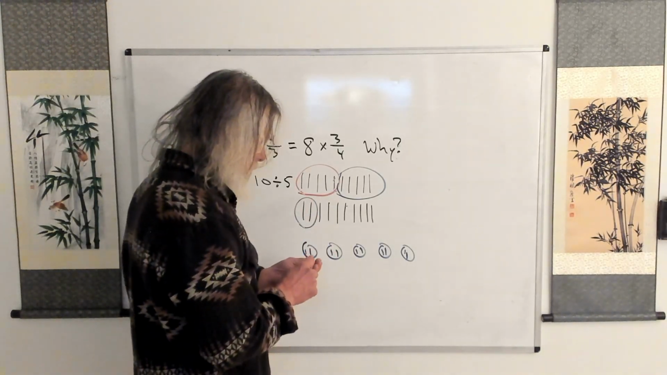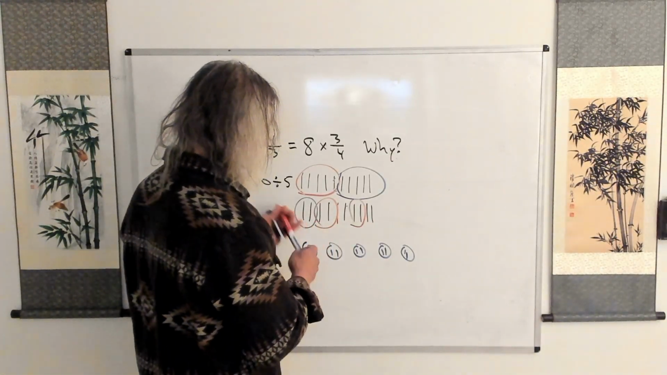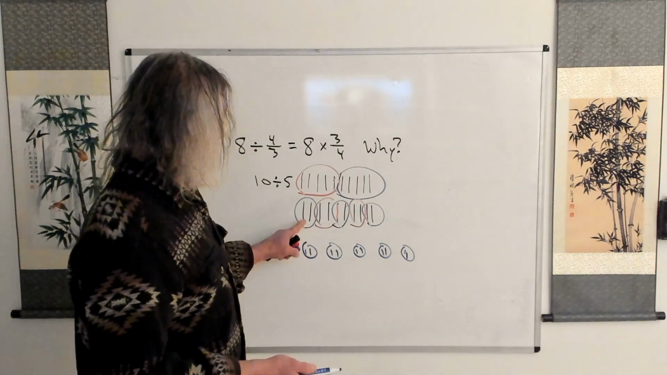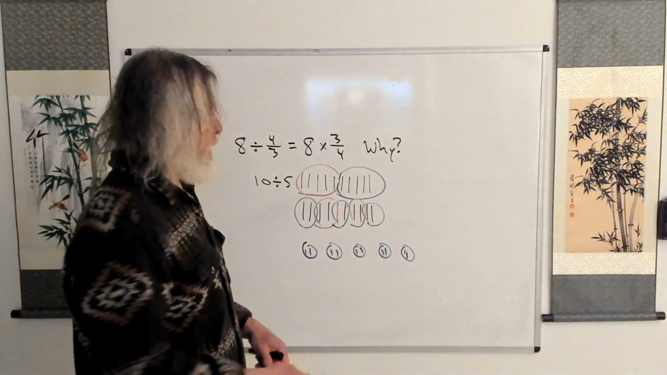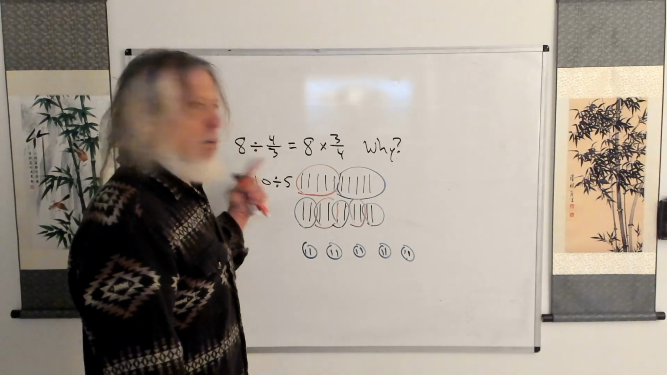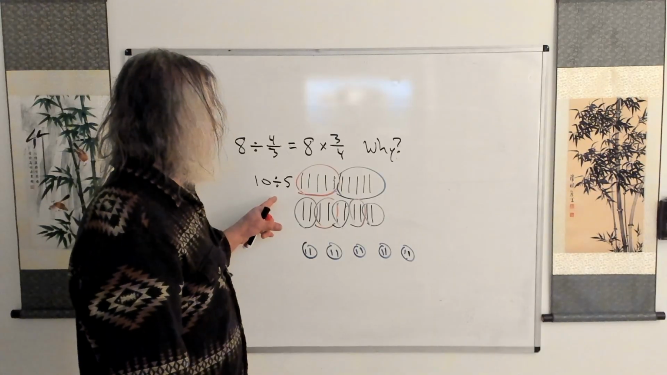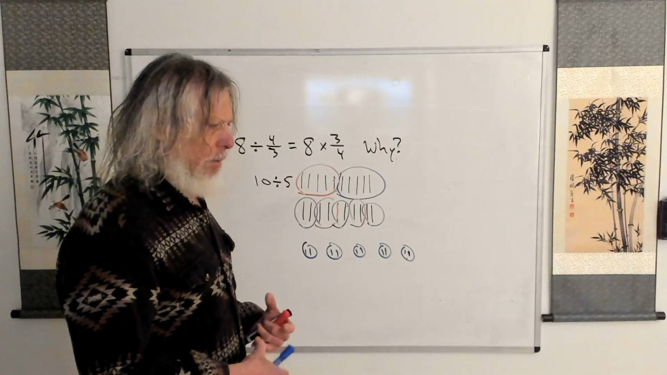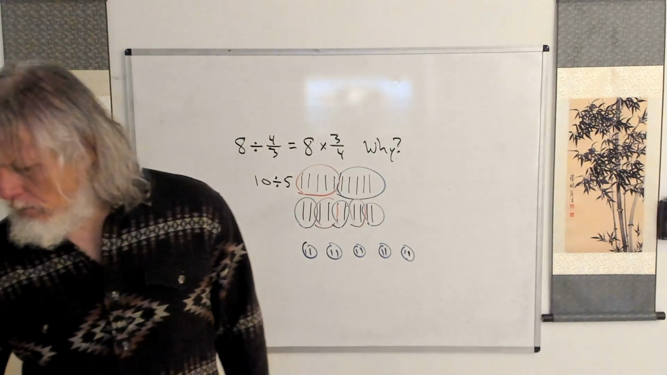So 1, 2, 3, 4, 5 groups. Like here, 1, 2, 1, 2, 1, 2, 1, 2, 1, 2. 2 in each group. All right, and there's different ways to think about it. I'm going to be using this for our fractions. We got 5 things in each group. So let's look at a few more examples and kind of see what's going on.